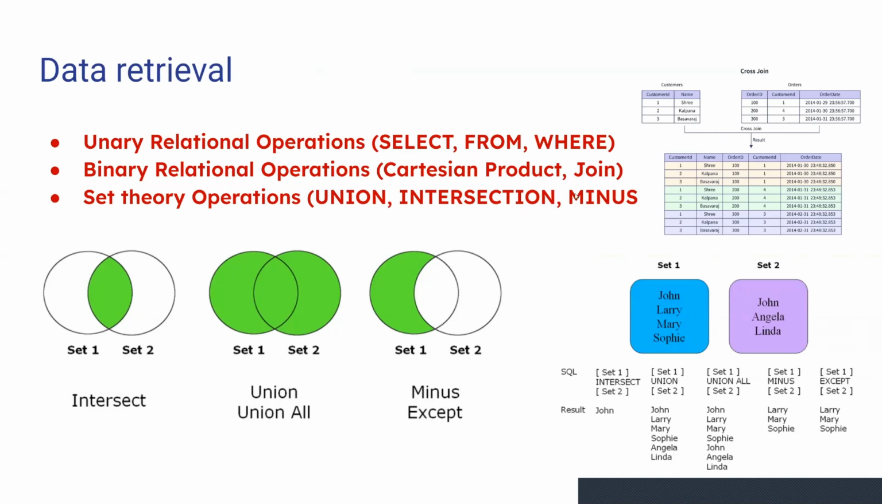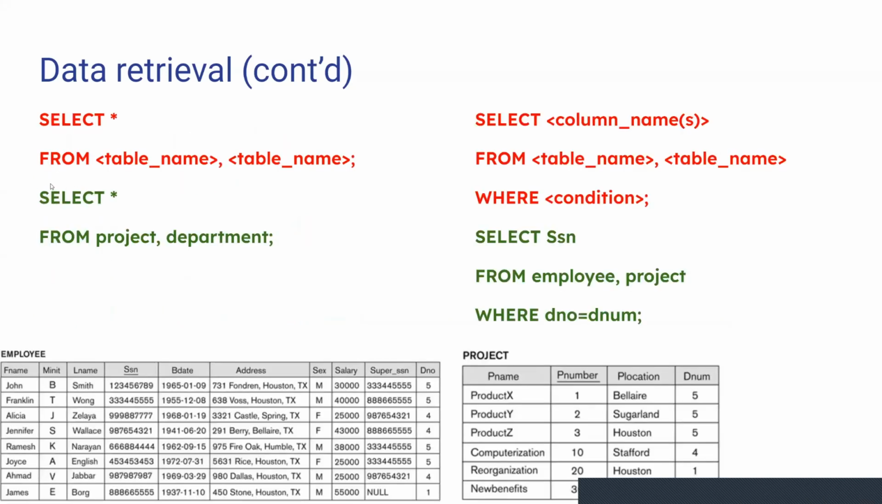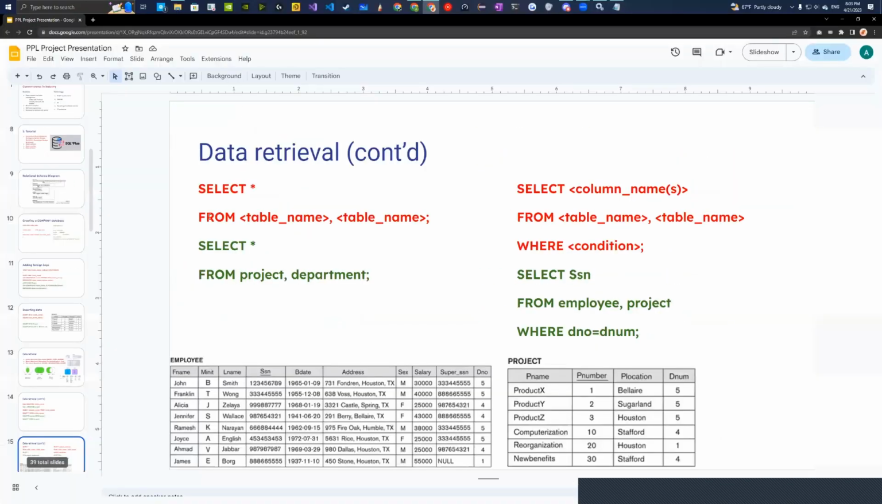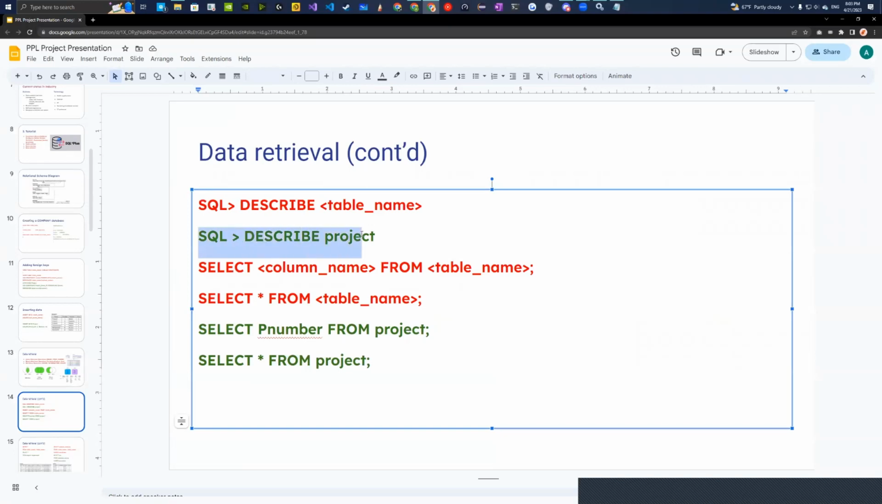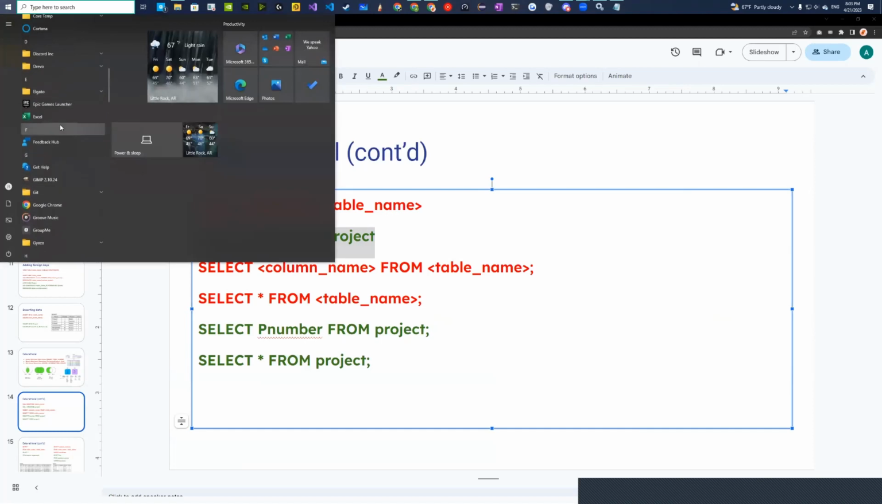These illustrations over here are really helpful. This is kind of what the minus is, and if you're familiar with set theory and mathematics, this is what we're dealing with. So we can do data retrieval using the describe. This will basically show, if I did describe project, and if I opened up SQL over here, let's find where the O's are.